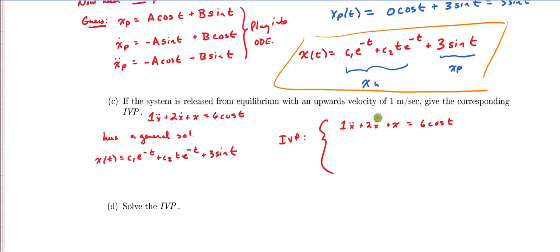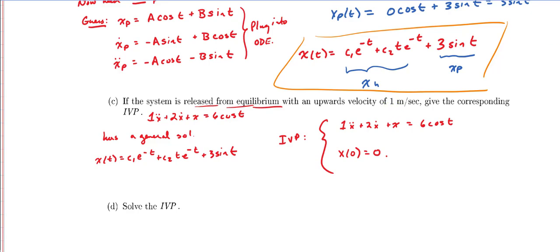There's our ODE. And this is a second order initial value problem, so we need two initial conditions, and we need to see if we can glean that from the information given here. So we're told that it's released from equilibrium. So in that case, x at time 0, the position at time 0, is 0 because it's released from equilibrium, and it has an initial upwards velocity of 1 meters per second.